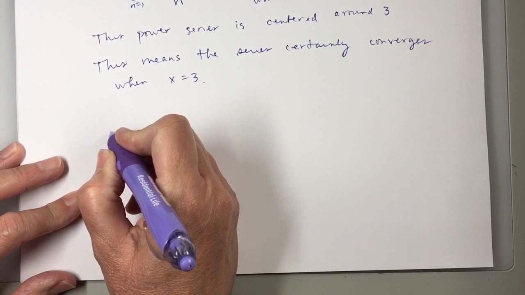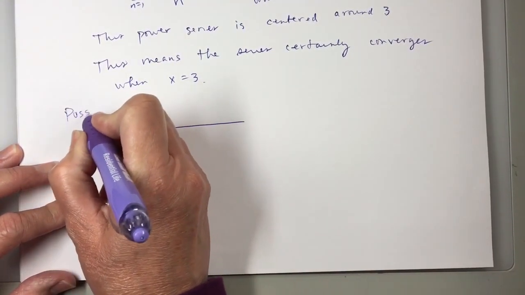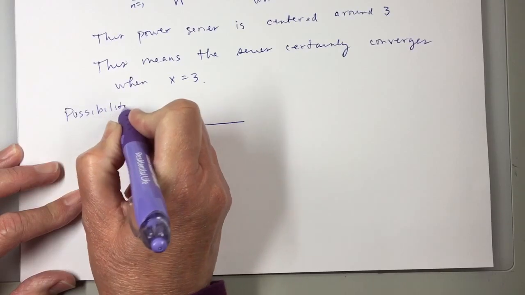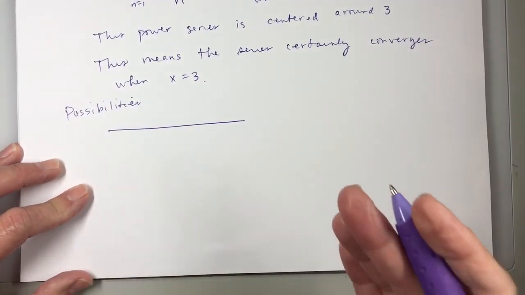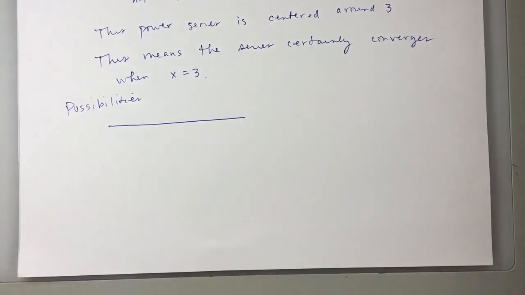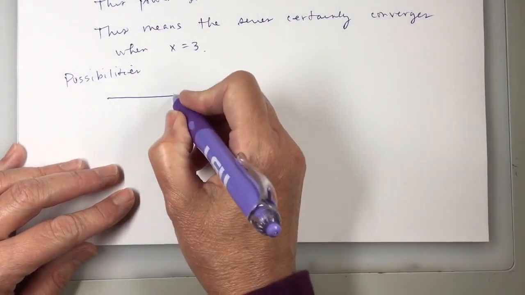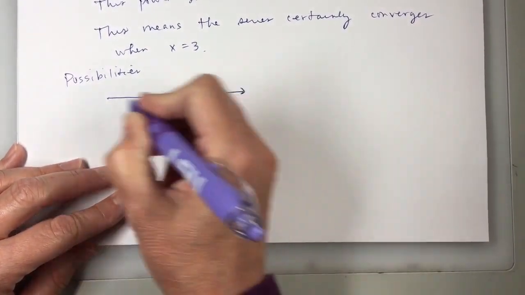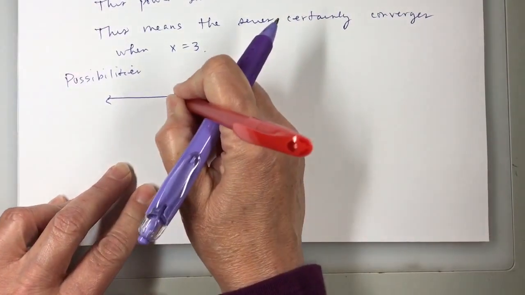So I'm going to draw the little number lines. Here are the possibilities. And these are just going over some of the notes actually from yesterday. You would not have to show the possibilities when you're working the problem. I'm just wanting to try to explain some of what's happening here. So possibilities, this is a number line. It's going to converge for sure when x is 3.